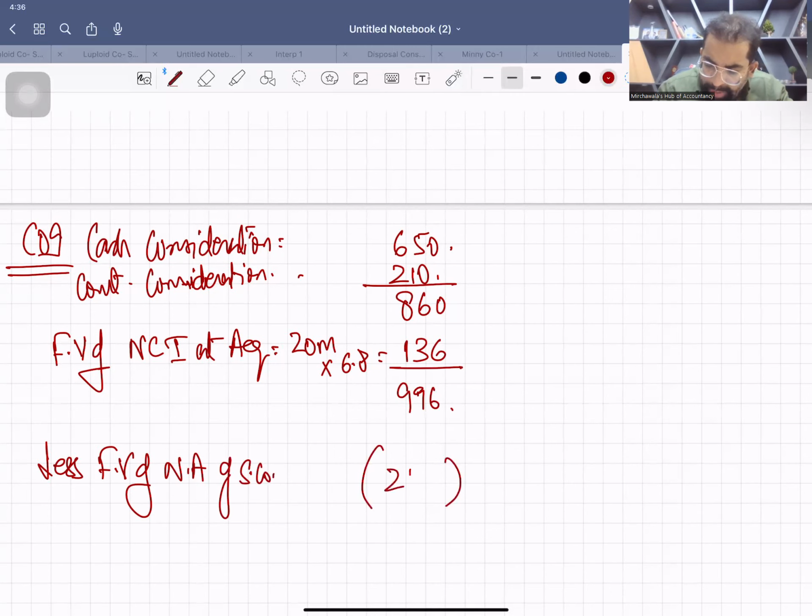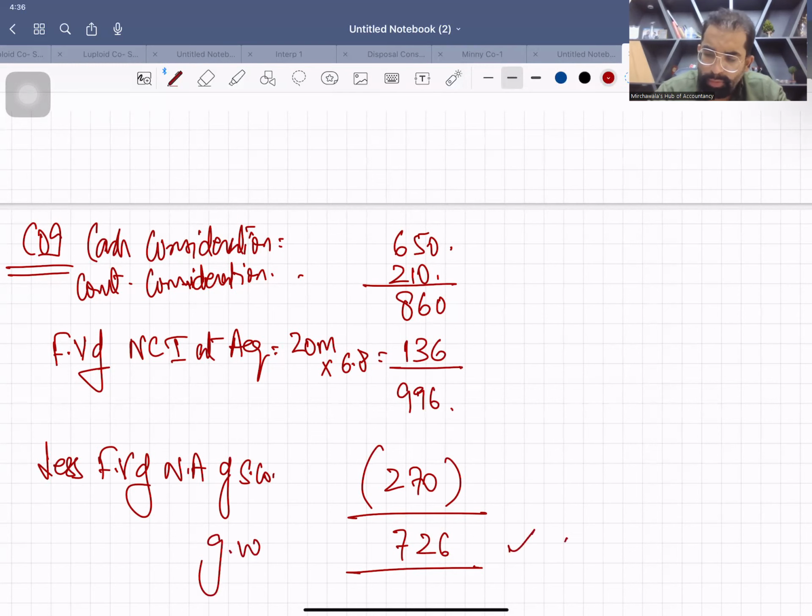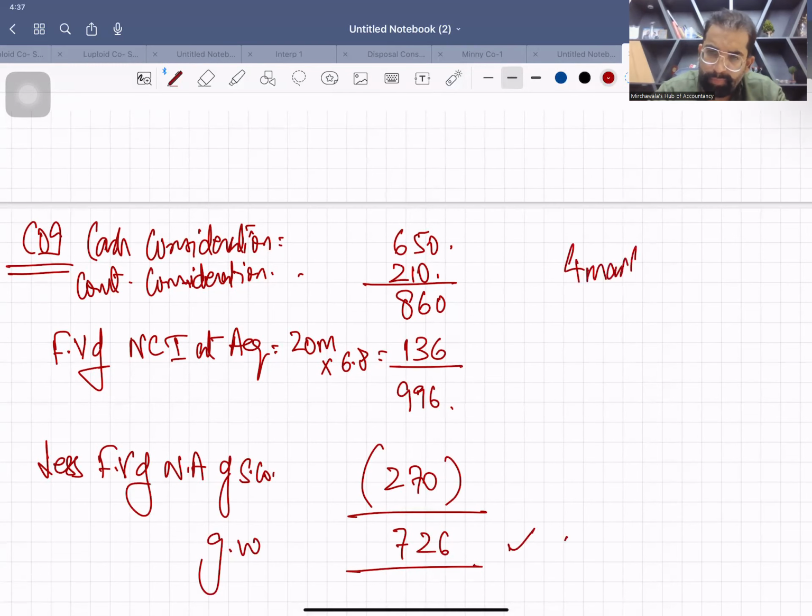So the acquisition date packet, we have already calculated 270. I have already calculated with you. 726 is your goodwill. You got 4 marks. That's it. If you cannot score these 4 marks in the exam, you have no right to sit in the exam. This is total basics. Even the exam kit of consolidation is far more difficult than this.